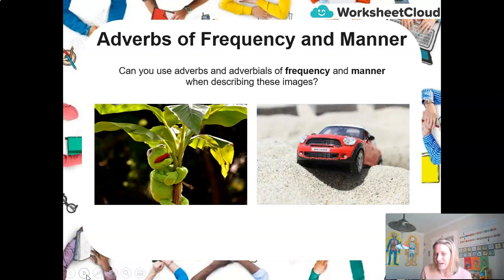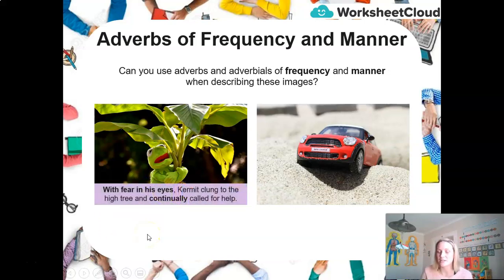Would you like to see my examples? Okay, so this one I have written: with fear in his eyes, Kermit clung to the high tree and continually called for help. With fear in his eyes is my adverbial of manner, telling me how, in what manner Kermit was clinging to the tree. And continually is my adverb of frequency. Okay, it is telling me how often he was calling for help.